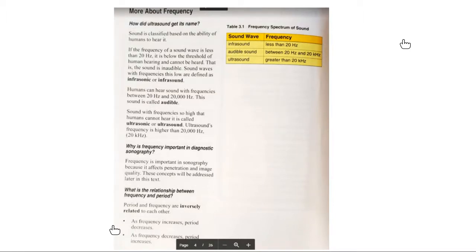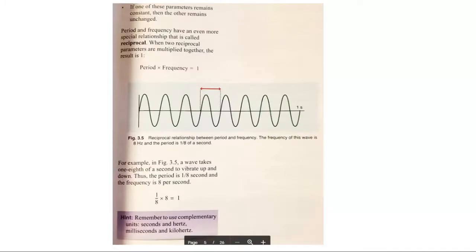And this thing up here is just a summary of the things I talked about in a great deal of detail earlier. Okay, I want to get to some questions pretty soon, but not yet. If one of those parameters, either frequency or period, remains constant, the other one is unchanged.